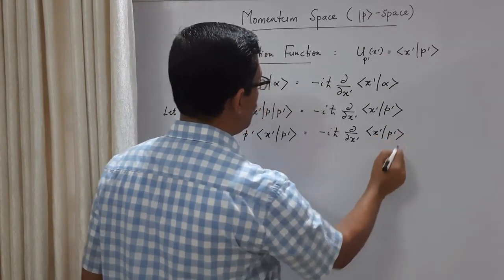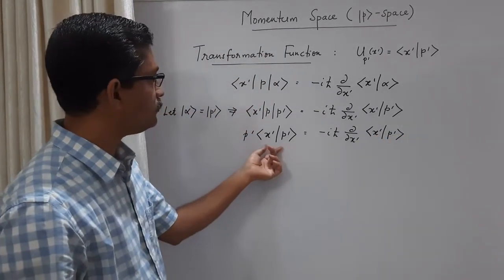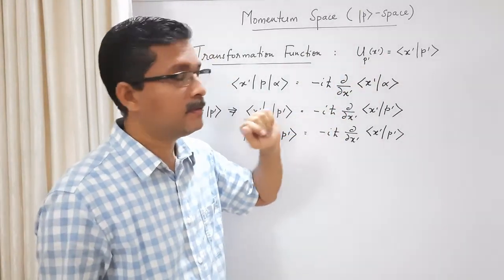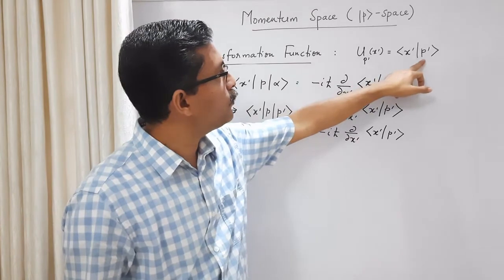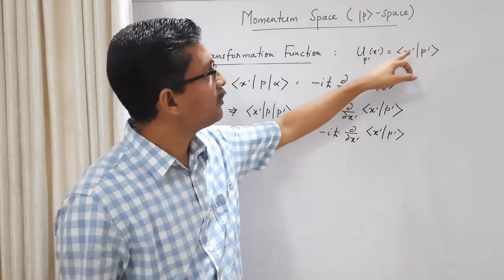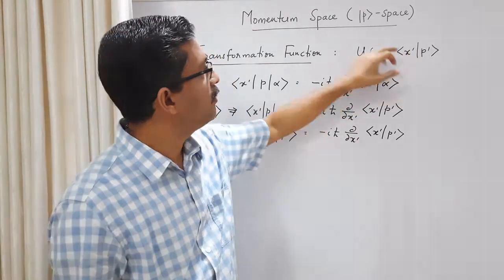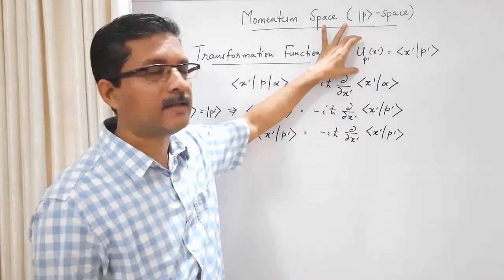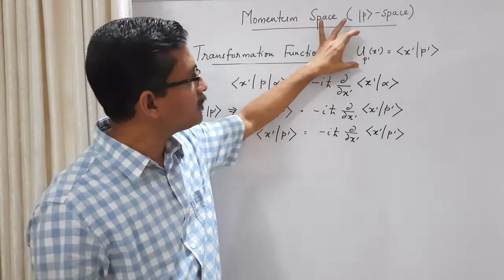Okay. Now what is this? This is nothing but the transformation equation, the transformation function: the component of momentum eigenket along position basis. This can also be called the wave function of momentum eigenket in position basis, or the transformation function.